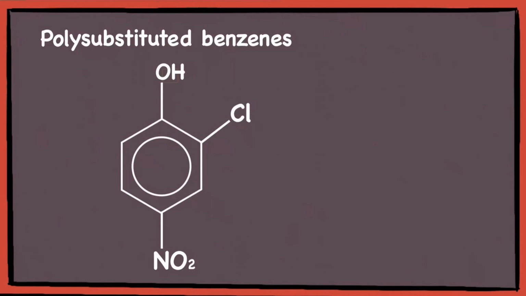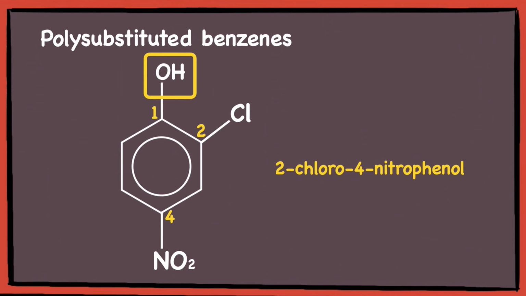For example, the 3 substituents in this case are OH, Cl, and NO2. But since we know that the OH group will give rise to the special name of phenol, the suffix will be called phenol instead. Hence, the carbon atom on the benzene ring that's attached to the OH group will be given the carbon position 1. Then, the chlorine side group will be attached to carbon position number 2 and the nitro group will be attached to position number 4. Hence, this organic compound will be called 2-chloro-4-nitrophenol.